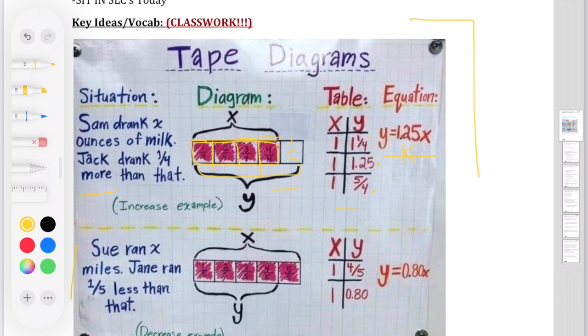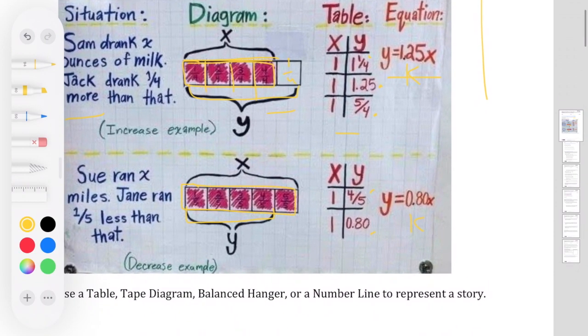So Sue ran x miles, Jan ran 1/5 less than that. So we have our whole tape diagram broken up into 5 boxes, and of course Jan ran 1/5 less than that, so she's only going to cover 4/5 of the original shape. Our fraction would be 4/5, or our decimal form would be 0.8, and we'd sub in k for 0.8 right there. And we just want to make sure that you remember using tables, tape diagrams specifically for today, balance hangers that we've used recently, and number lines to represent a story.